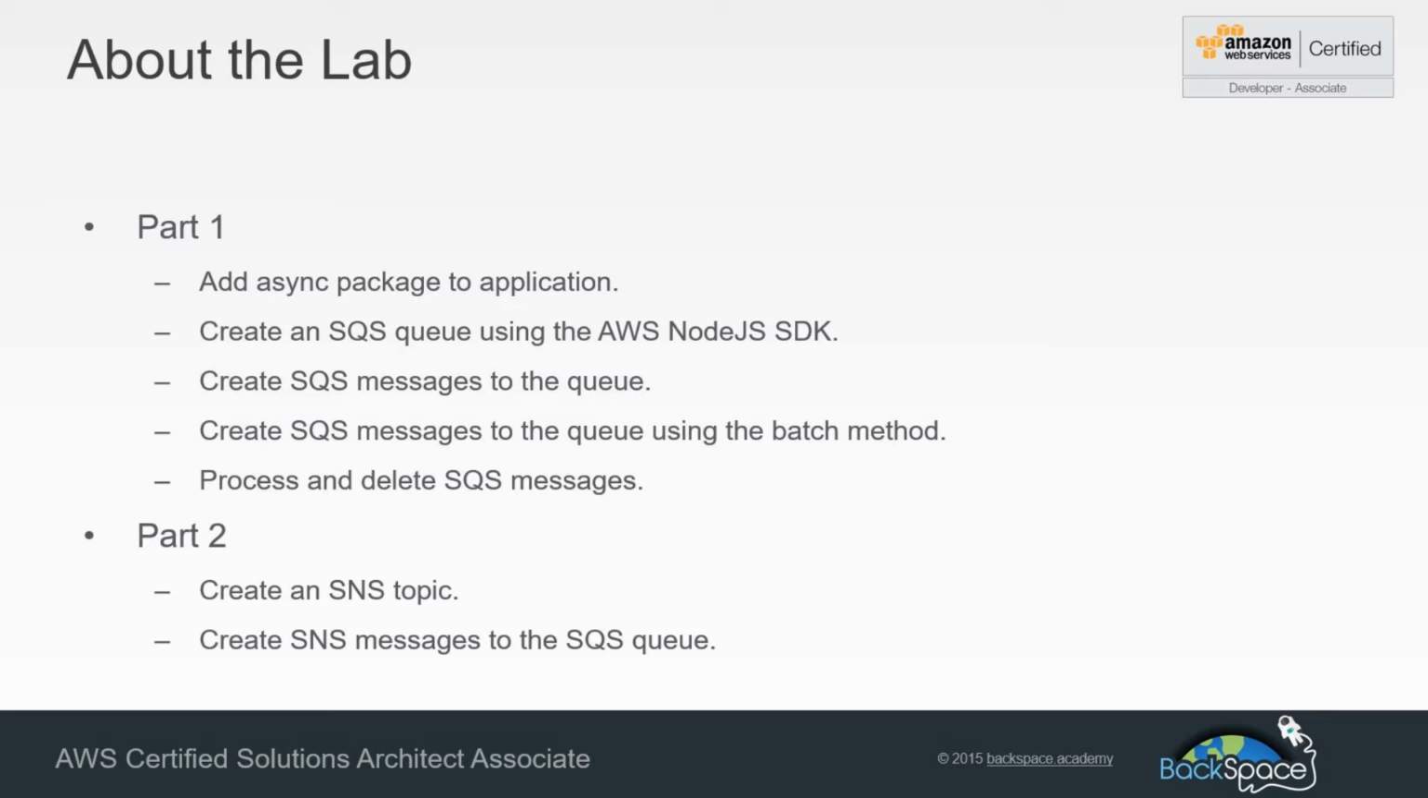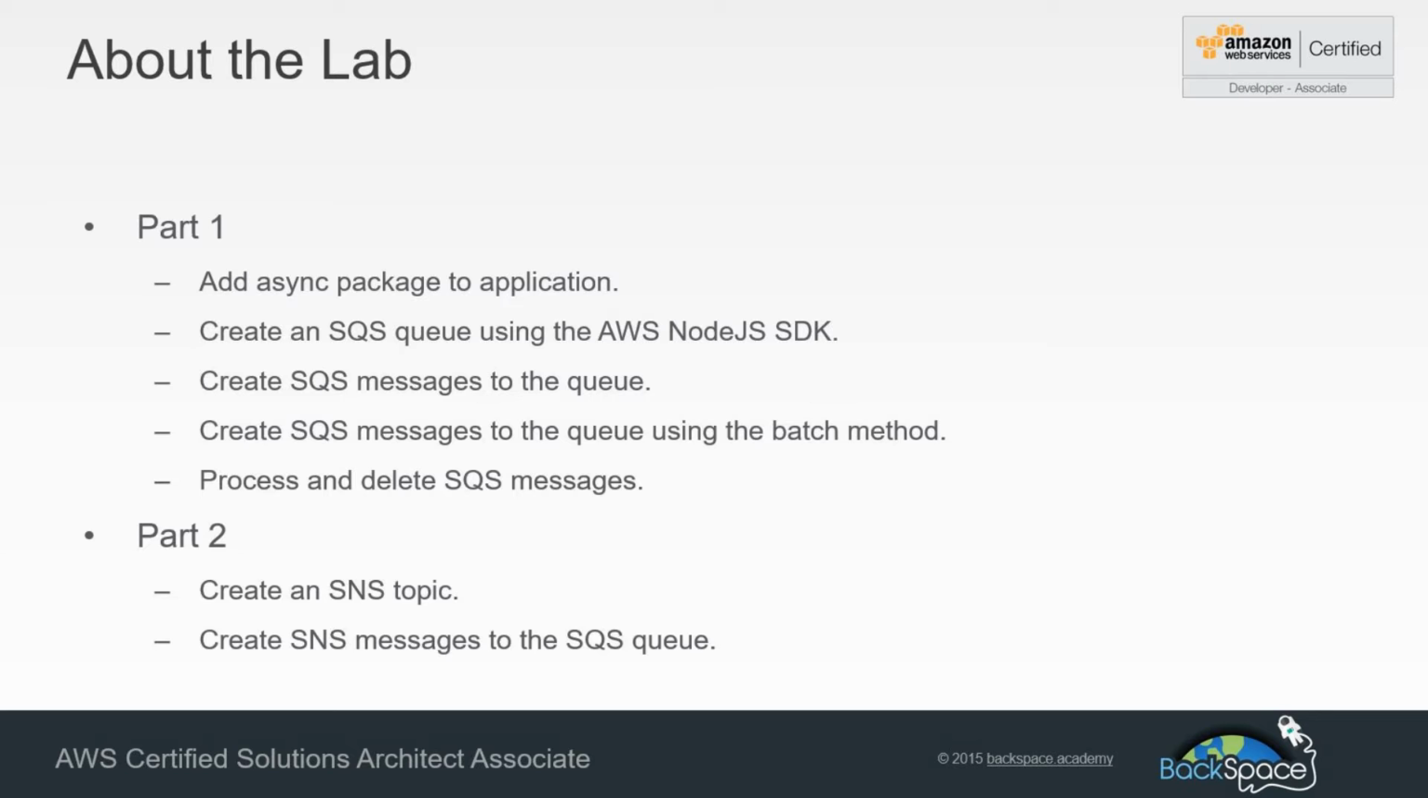those requests for us. Next, we're going to look at creating an SQS queue, and we're going to do that not using the console, but using the AWS Node.js SDK. And then we're going to look at creating some messages for that queue and deliver them to that queue. And then we're going to look at sending multiple messages using the batch method of SQS in the AWS Node.js SDK. And then we're going to look at processing and deleting SQS messages.